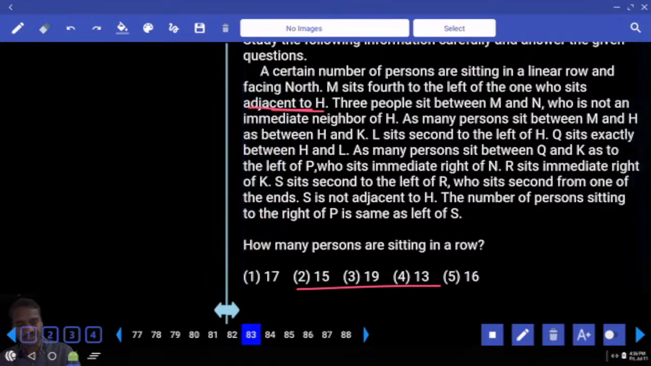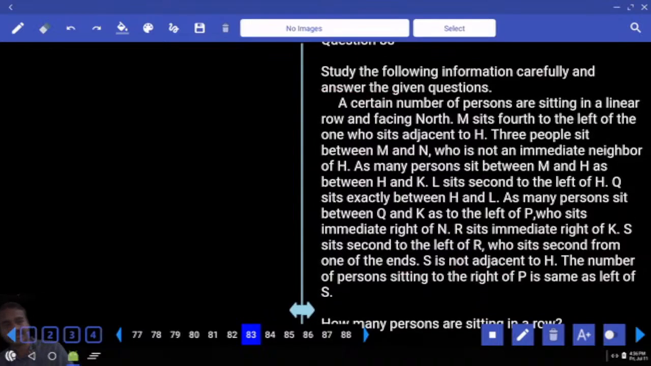It is not based on the number. How will you take this one? M sits 4th to the left of the one who sits adjacent to H. Tell me how you will take this one. H is here. Clear? H has a neighbor. How many must come for the neighbor? And 4th means how many in between?